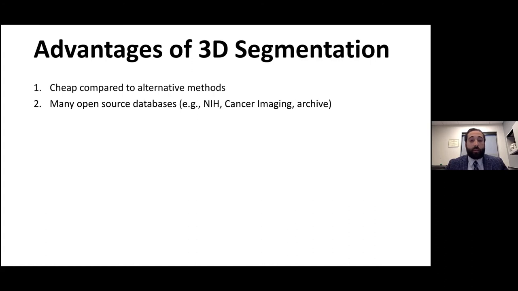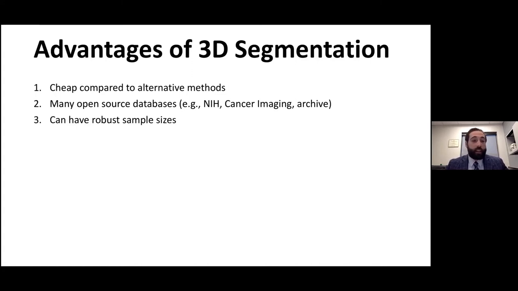There are many open source databases, so you don't have to be solely responsible for gathering your own data. You can do that in the case of paleontological data sets. Obviously, no two fossils are identical, so you're going to CT or MRI scan that individual specimen. But in the case of especially biomedical and gross anatomical human data, there are a lot of databases through the NIH, the Cancer Imaging Archive, that have data sets by the thousands that are ready to go already.